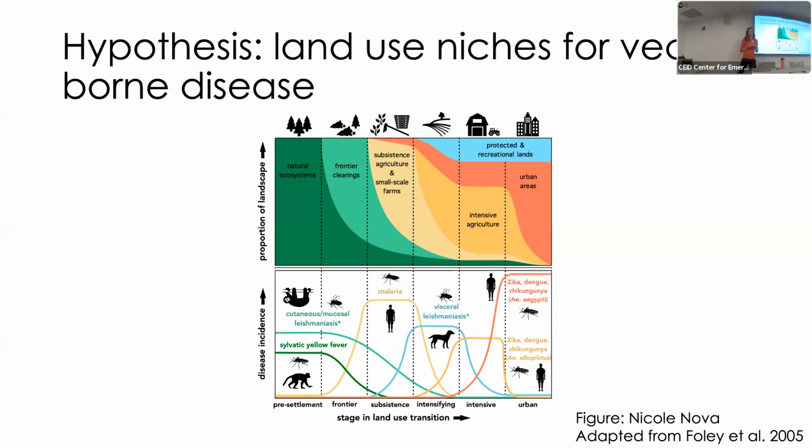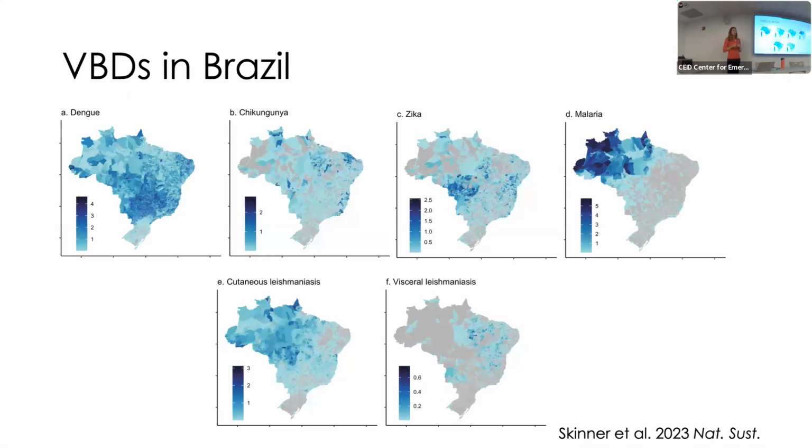So we wanted to test this hypothesis and see if we could actually quantify land use niches for different vector-borne diseases. To do that, we turned to Brazil, again, as we did in the malaria work, because Brazil is a very large and very diverse country that has a large number of different ecosystems and climate zones, a large number of people, a large number of cultures, and a large number of vector-borne diseases.